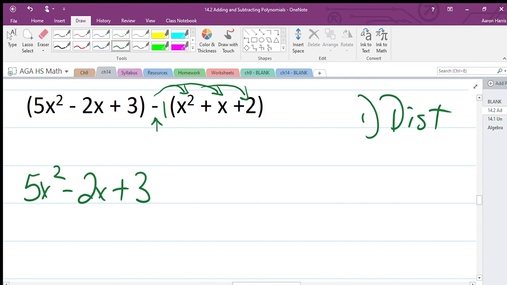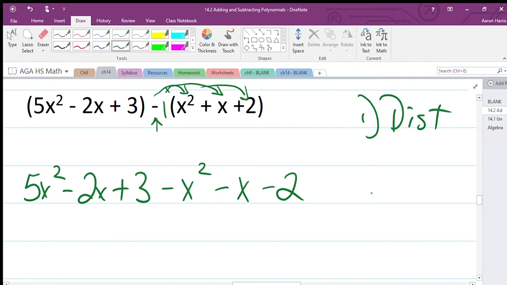Negative 1 distributed in. So that says negative 1 times x squared. So I get negative x squared. Negative 1 times a positive x, a negative times a positive is still a negative. So I get negative x. Negative times a positive 2, so I get negative 2 right there.